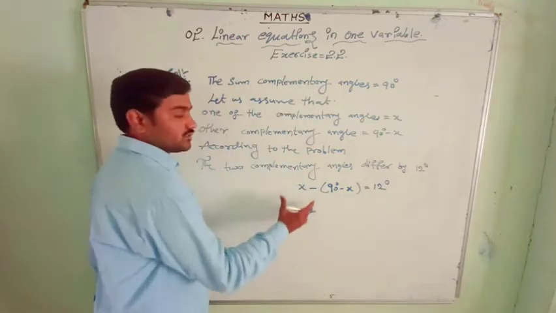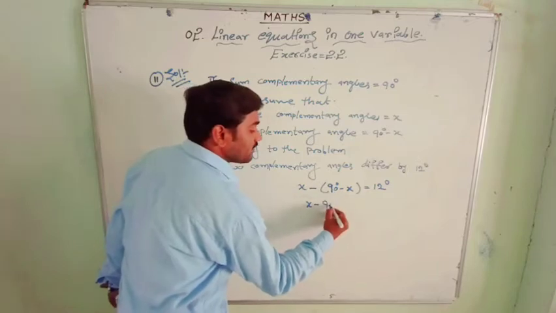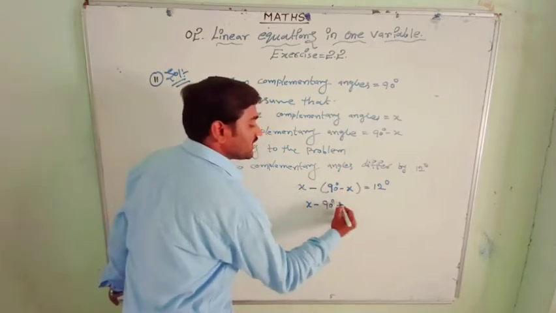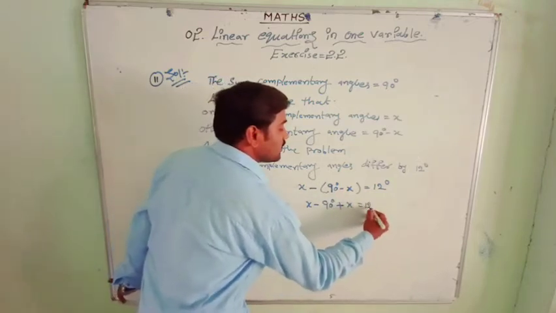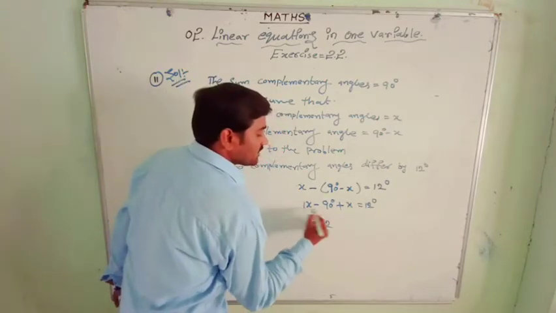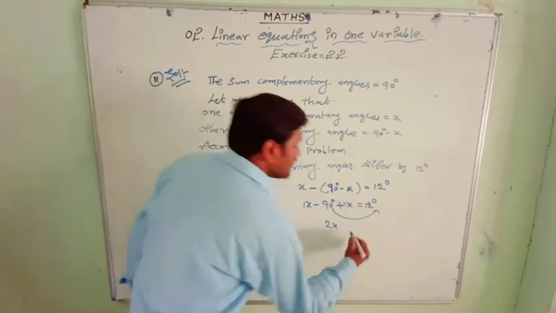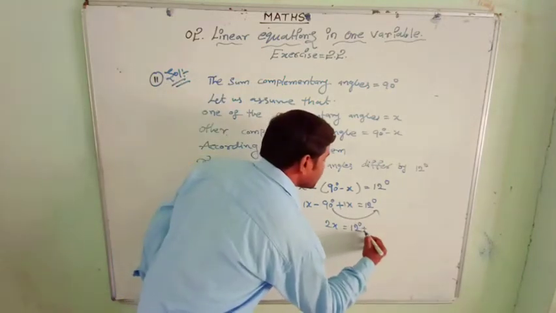This is what actually. So here x minus 90 degrees minus into minus, that is plus x, equal to 12 degrees. Here plus x, 1x plus 1x is 2x, and this minus 90 degrees we transfer to this side, and it becomes plus 90 degrees.